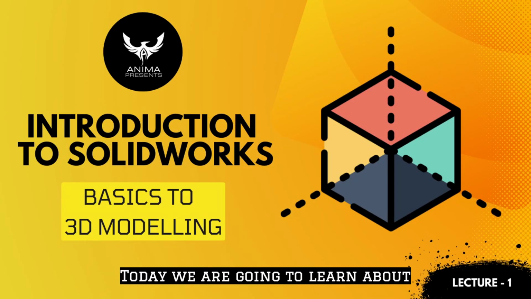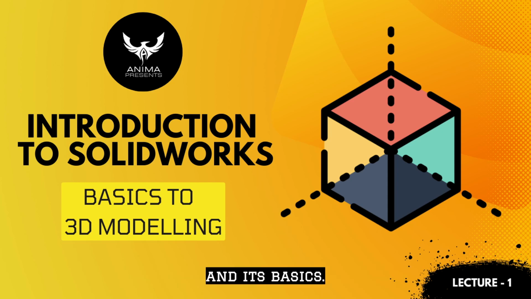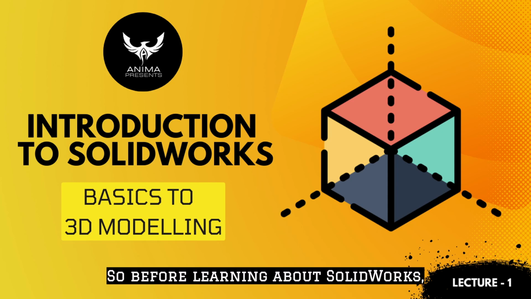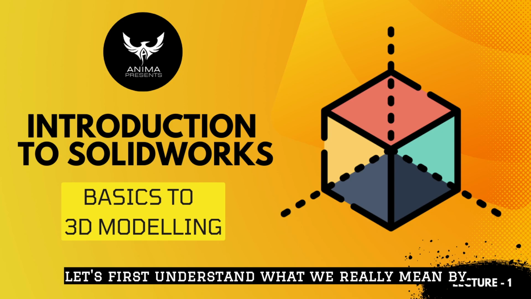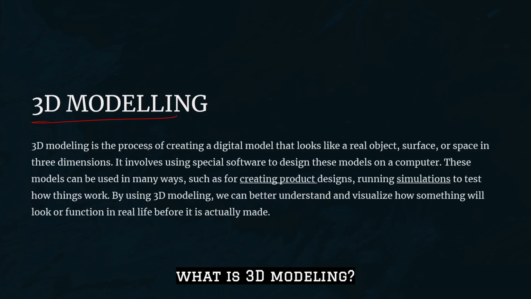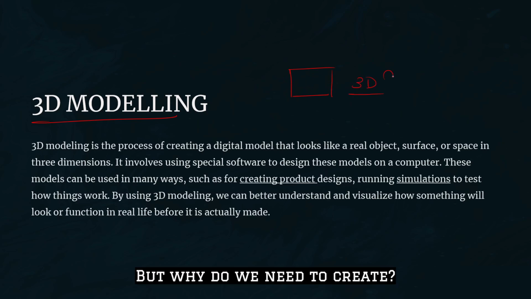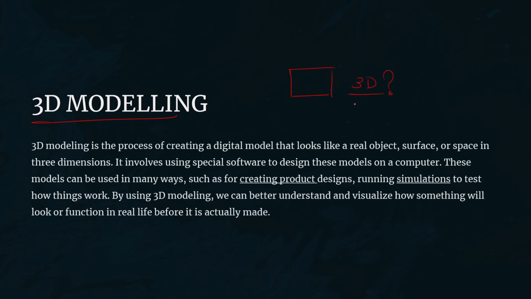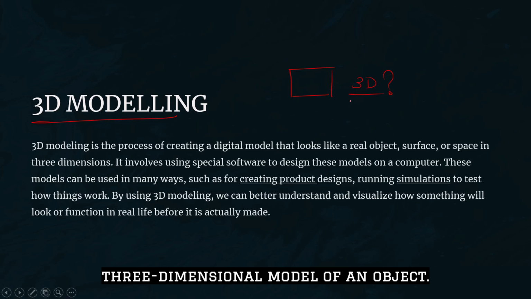Today we are going to learn about SolidWorks and its basics. So before learning about SolidWorks, let's first understand what we really mean by 3D modeling. Okay, what is 3D modeling? 3D modeling is a basic process of creating a model of an object in 3 dimensions. But why do we need to create a 3 dimensional model of an object?